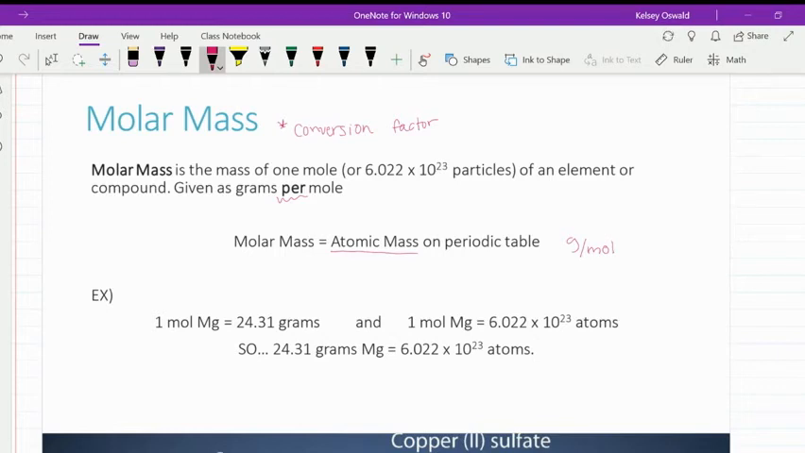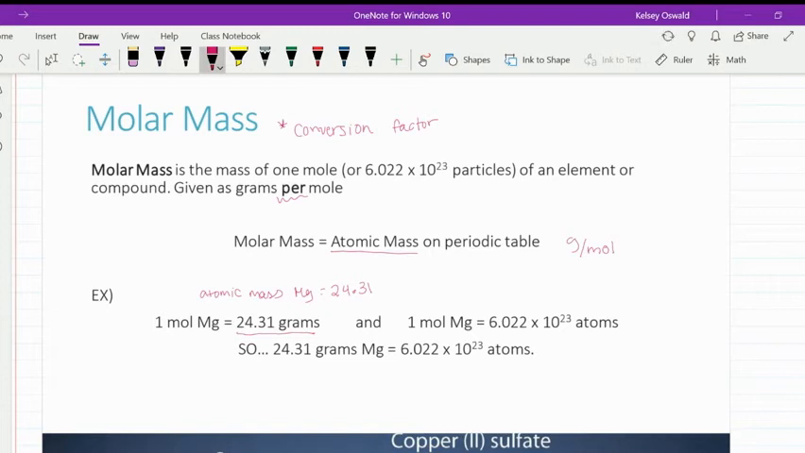So for instance, if we look at the periodic table, the atomic mass of Mg is 24.31. Okay? That's that mass we got from the periodic table. That means if we have 1 mole of magnesium, it's going to have a mass of 24.31 grams.